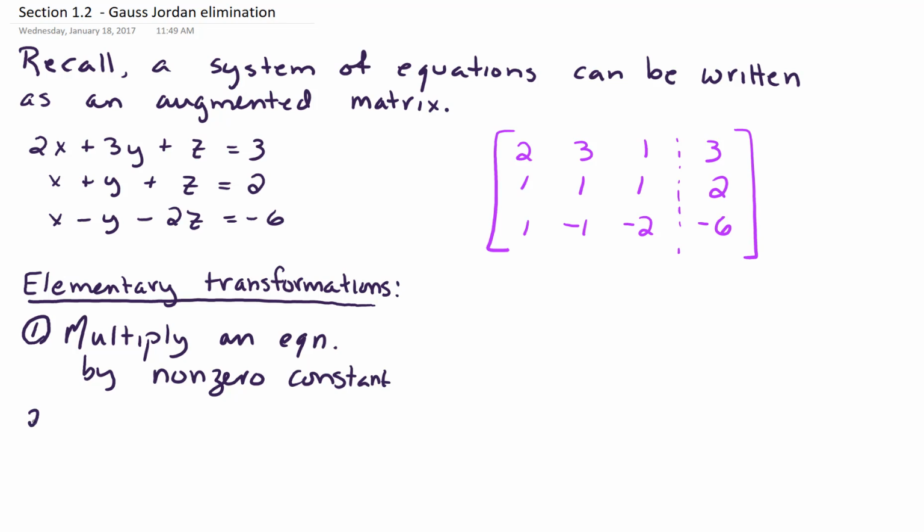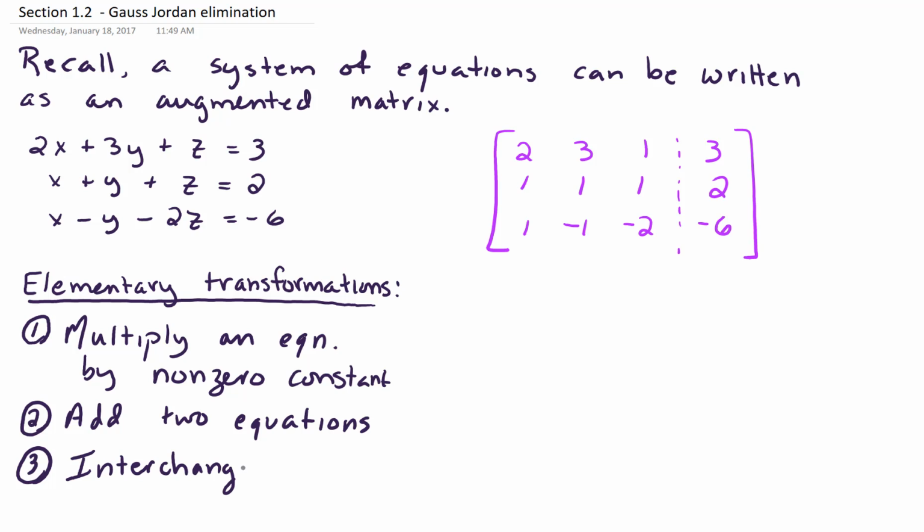The second thing we can do is add 2 equations together, and we often did that to eliminate a variable. And the third thing that we could do would be to interchange 2 equations. So those are the operations we can do with linear systems, with systems of equations.